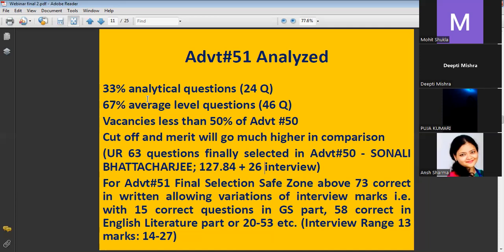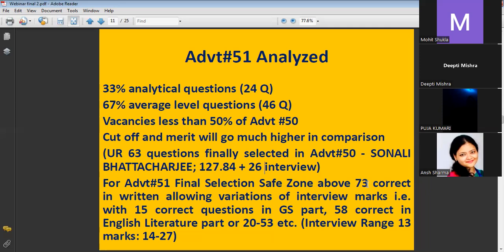And in the top 15 to 20 ranks, you will see that in many papers, not only in English, approximately half of them are from the general category and half from other categories. Therefore, whatever seats we talked about, let's make 50% of those seats available for general category people. So it will fall down.